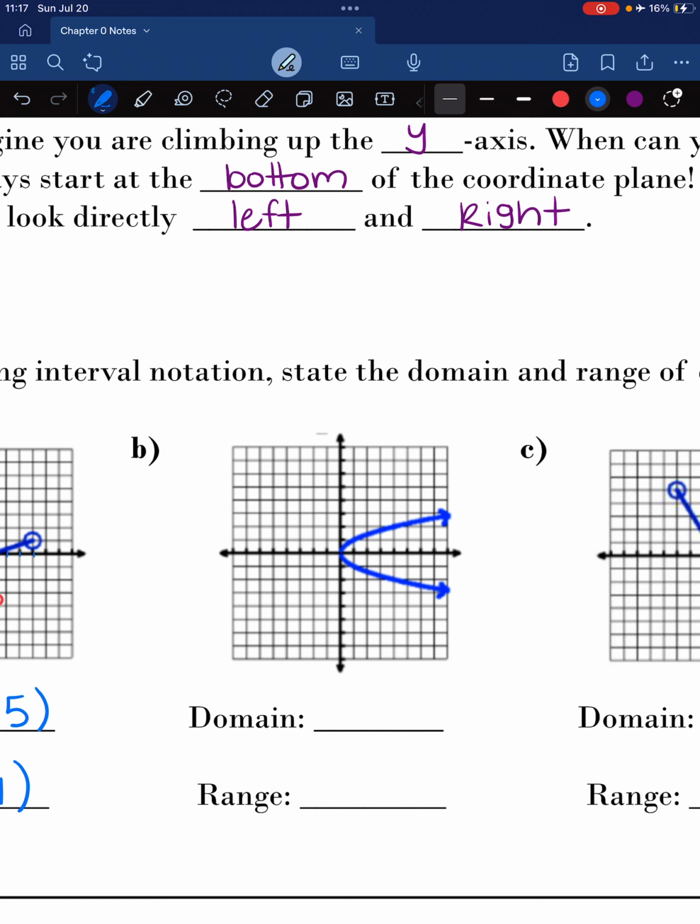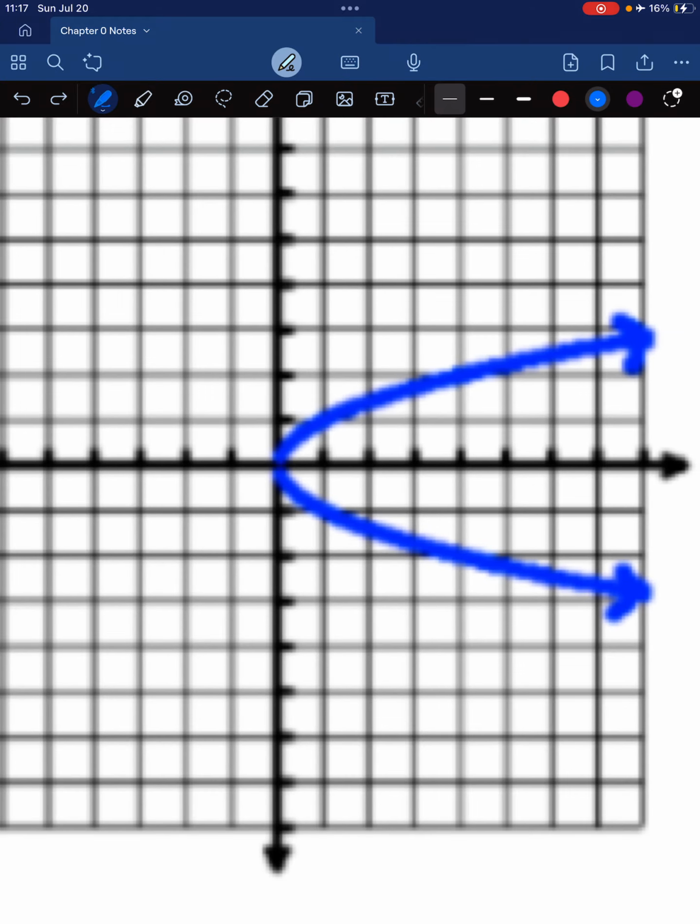Okay, B. Domain. We're going to start over here. Walk this way, nothing, nothing, nothing. Okay, here's the first time I see the graph. There's no dot there though, right? This is just a completely solid line.